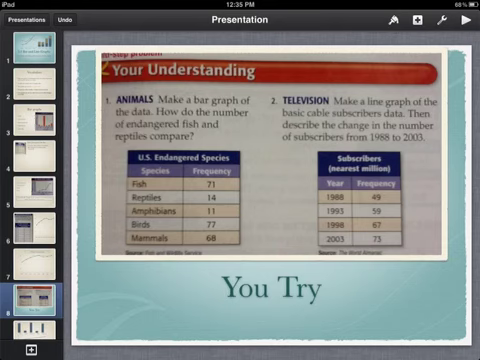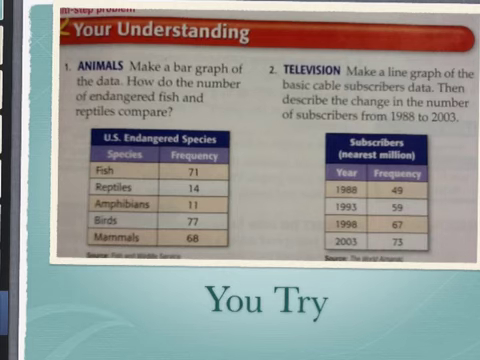Okay, now it's time for you to try the moment you've been waiting for. Okay, so you are going to make two graphs. First, you're going to make a bar graph of the data in chart 1 with the U.S. endangered species, and then you're going to make a line graph of the basic cable subscribers on the second one. Go ahead, pause it, make your graphs, remember all of your labels, your scales, your intervals, your titles, everything like that. When you're done, push play, and the key will be on the next slide.